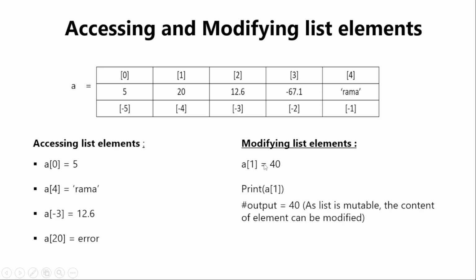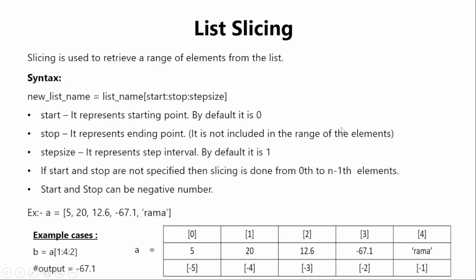So here I have taken A of 4, which was Raju before, and I have changed it to Rakesh. In the first case I took A of -1 and changed Rama to Raju. In the output I have clearly shown that as a list is mutable, the content of the elements can be modified. So that's the completion of indexing, accessing and modifying elements.